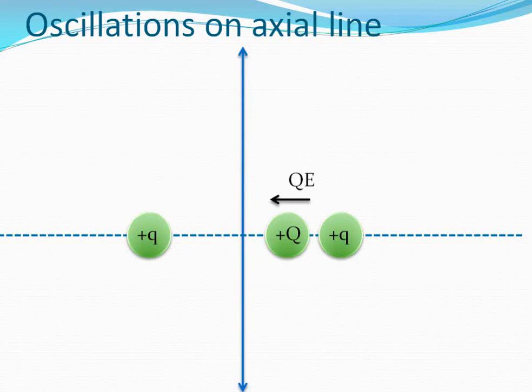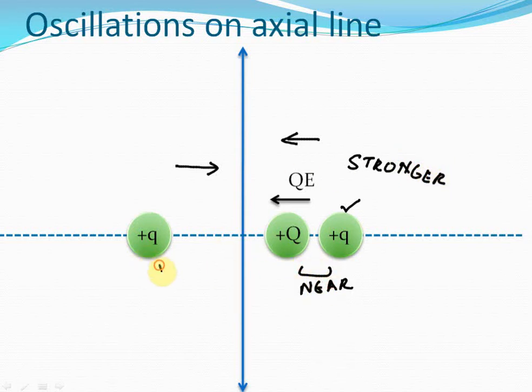The force will act towards the left because this particular particle here will exert a force towards the left on this positive Q charge. That's because charges of the same sign repel each other. Similarly, this +q charge will exert a force towards the right on this +Q charge, but the force due to this +q charge on the right will be stronger than the force because of the +q charge on the left. That's because this charge is nearer, isn't it, than this particular charge. So the net force on this +Q charge will be QE towards the left.